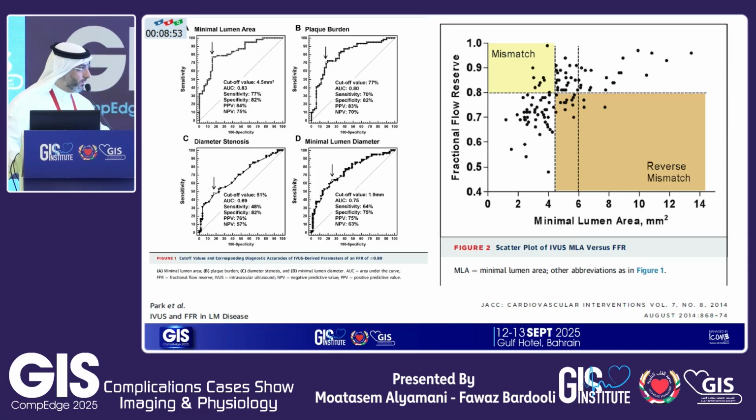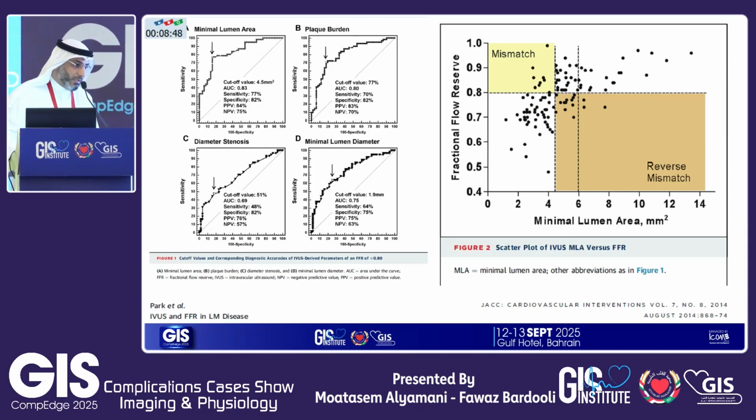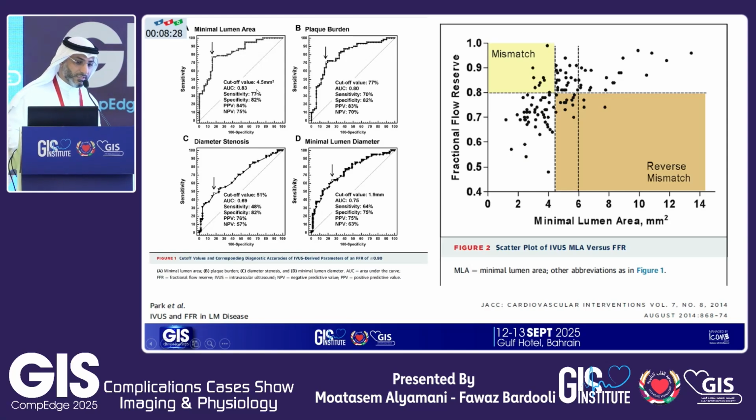So then came this landmark trial by Park that looked at, in South Korea, mainly an Asian population. This is where the 4.5 cutoff comes from. This is not a clinical outcome trial. It just looked at the correlation between the minimal lumen area of 4.5 and a positive FFR of less than 0.8. And these were the sensitivities and specificities. They also looked at other parameters, but the main thing that we take from this is the MLA.